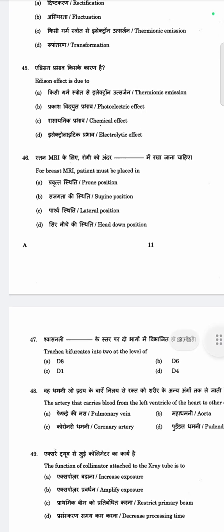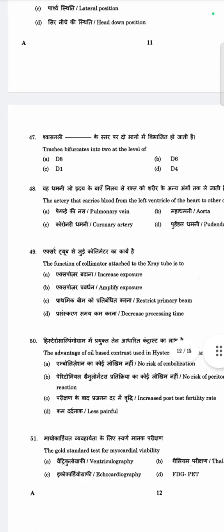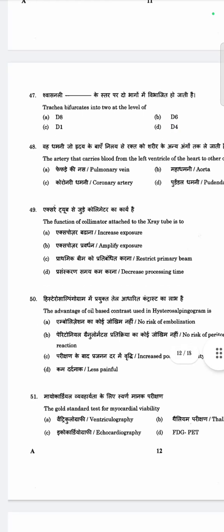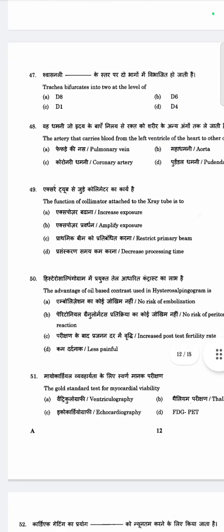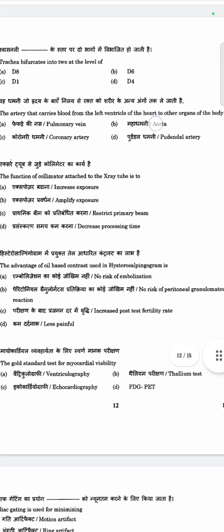For breast MRI the patient must be placed in prone position. Option A, question 46, the correct answer will be A. The trachea bifurcates at D4, which is T4, also called the dorsal spine or thoracic spine. D4, T4. Okay. The artery that carries blood from the left ventricle to the organs of the body is the aorta. Okay.